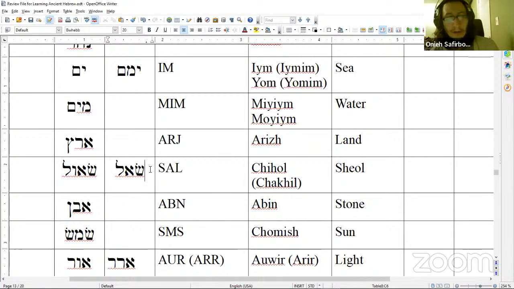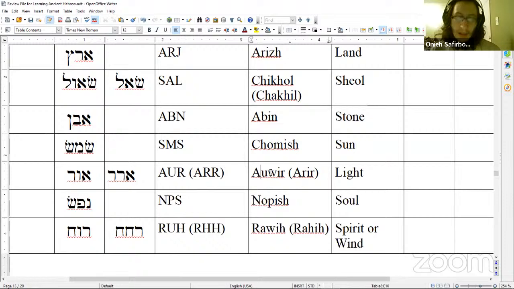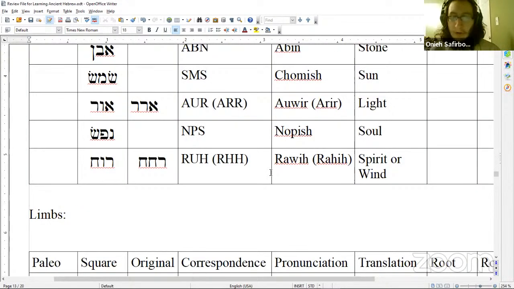Chich, see. Chichol or Chichal, originally Chachil. Abin is stone. Shamish, sun. Hour, originally from Arer, light. Napish, soul. Rawa is spirit or wind.